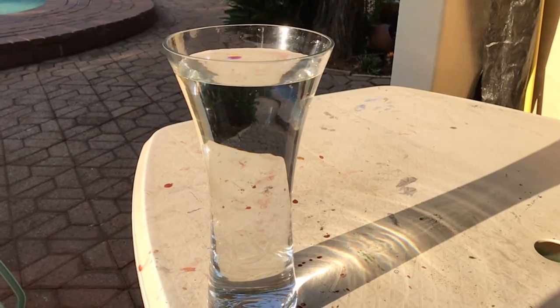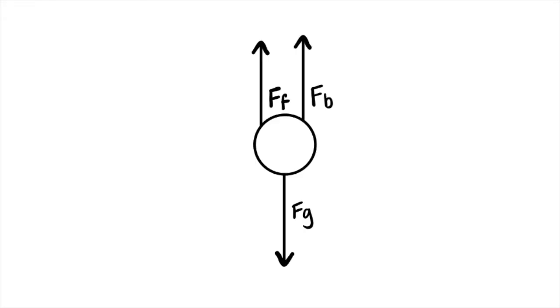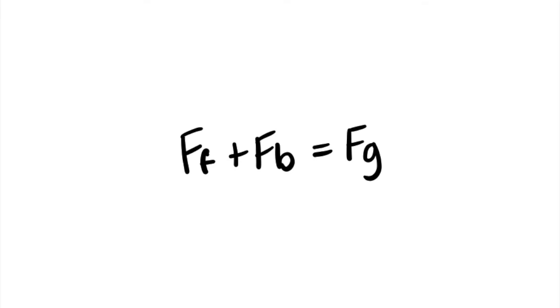As the ball travels through the liquid, it experiences 3 forces: frictional force, buoyant force, and gravitational force. The sum of the frictional and buoyant forces is equal to the gravitational force that the Earth exerts on the ball when the forces are in equilibrium. The resulting equation can be derived.